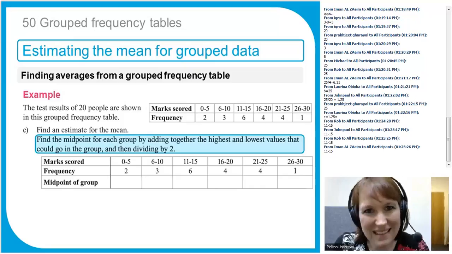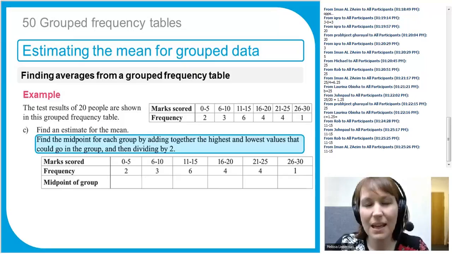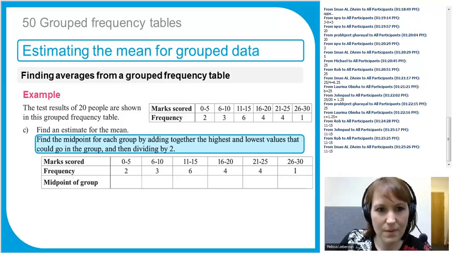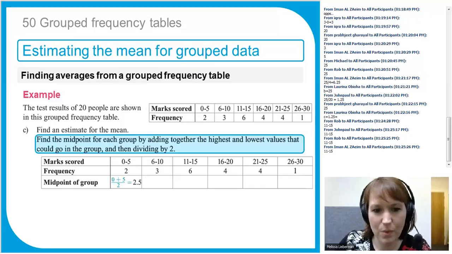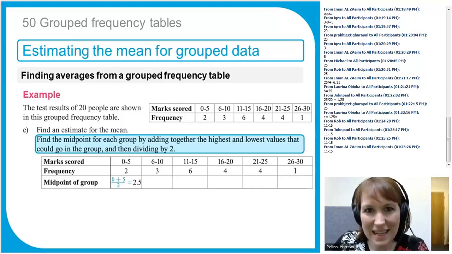Usually the numbers are easy enough that you can probably just work out the middle value without doing it this way. But it's very similar to when we found the mid values for coordinates. The way you find halfway between 2 numbers is to add the numbers together and divide by 2. So the middle of 0 and 5 is 2.5, as we mentioned briefly. Halfway between 6 and 10, 6 plus 10 is 16, divided by 2 gives us 8. Halfway between 11 and 15, we add 11 and 15 together, divide by 2, we get 13.